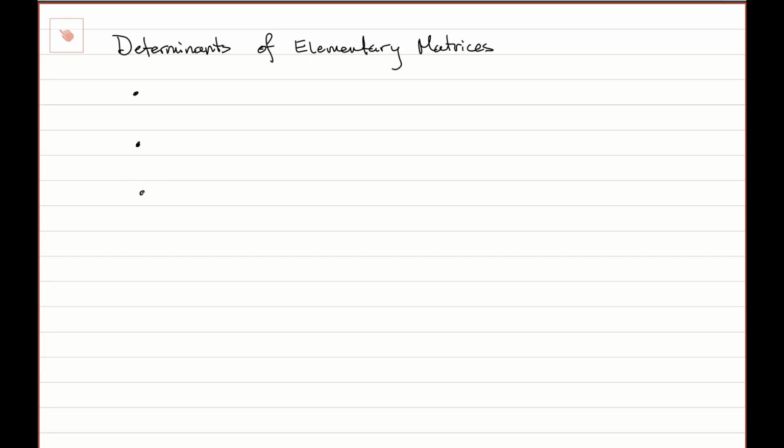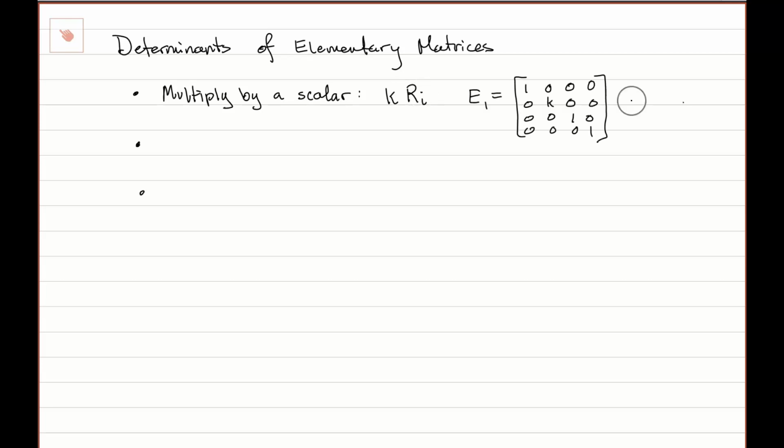There's the multiply a row by a scalar. We'd write it like k times Ri, where i is the index of the row that we're looking at. This is what an elementary matrix that executes a row operation like this might look like. In this case, E1 is a matrix that multiplies the second row of another matrix by the scalar k for some k not equal to 0.